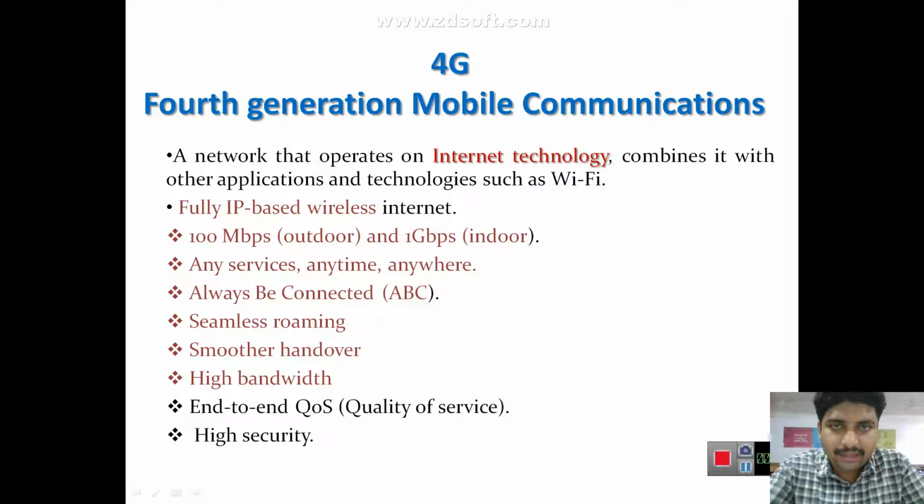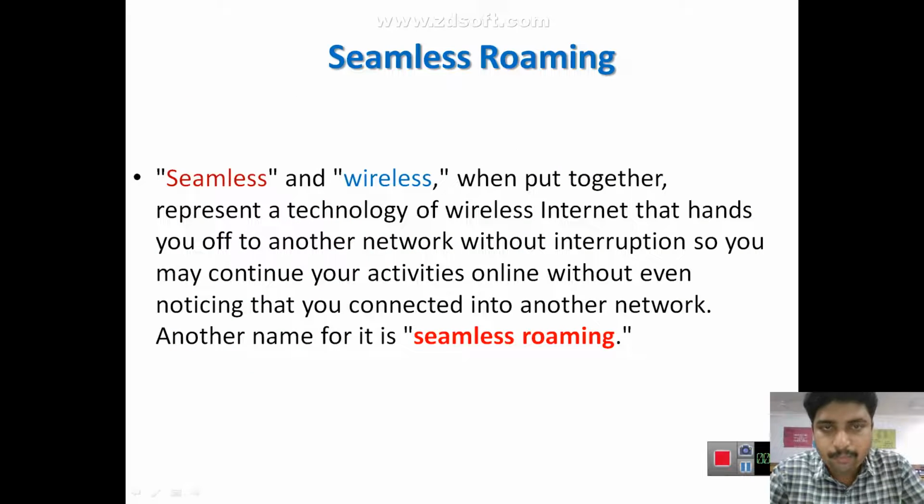Next it provides end-to-end quality of service. Quality of service defines that each network should perform very well in the existing technology. Here we are using end-to-end quality of service, high bandwidth, high security. So these are the advantages of the 4th generation. Next, very important, seamless roaming. As we know, when we go to another network, the seamless roaming problem will exist. So when it comes to 4G, everything should be put together to solve that seamless roaming problem. So this is the main concept, seamless roaming.